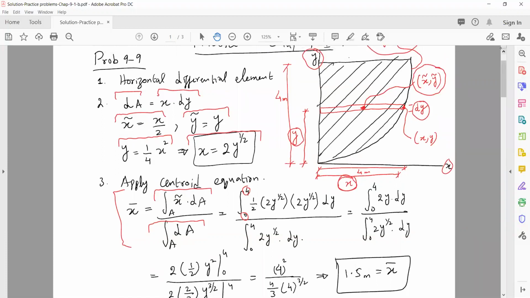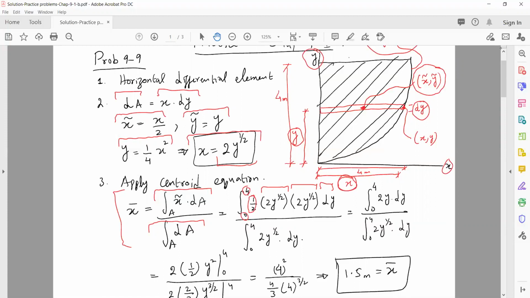Then we have x bar of the element. X bar of the element is x by 2, right? So we'll do 1/2 times x. Now what is x? X is 2 times y to the power 1 by 2, right? So this is your x. Okay, so we got x, and then we have dA. Now what is dA? dA is x times dy, right? So again we got an x and we got a dy.